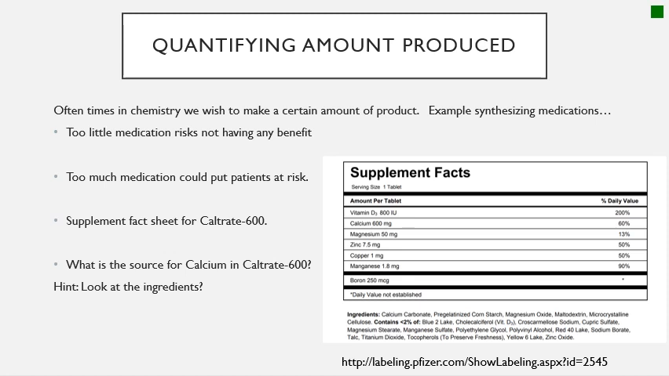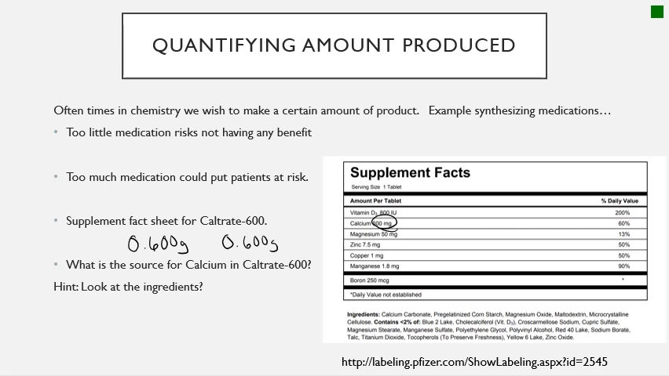Let's take a look at this particular case. This is a product called Caltrate. It's a calcium supplement. It can also be used as an antacid. If we take a look at the fact sheet, we can see that there are 600 milligrams of calcium in here. Okay, so 600 milligrams is simply 0.600 grams, and most likely it really is 0.6000.